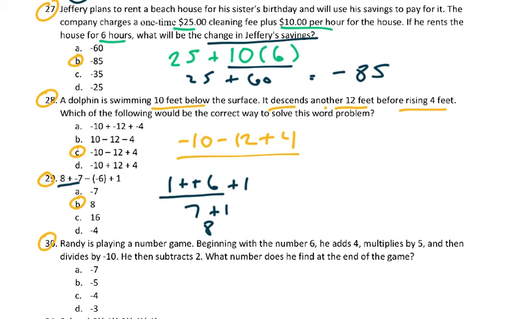30 is about Randy playing a number game. He starts with 6, then he adds 4. So we'll go one step at a time. He's doing one thing at a time. So we have 10. Then he multiplies by 5. So times 5. Now we have 50. Then he divides by -10. So a positive divided by a negative is a negative. And 50 divided by 10 is 5. Then he subtracts 2. So -5, go down 2. We should be now at -7 at the end of the game.